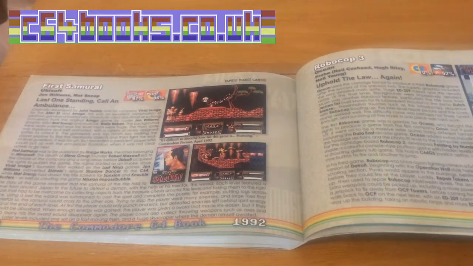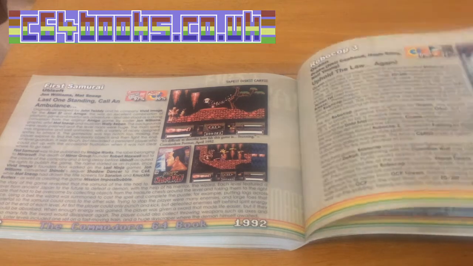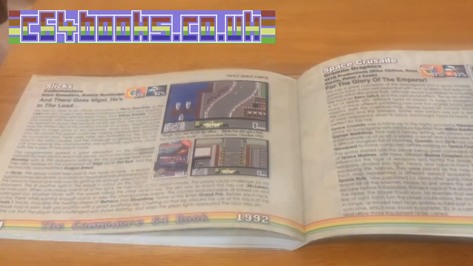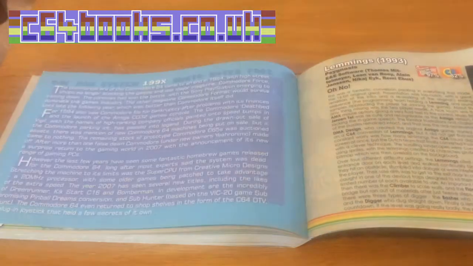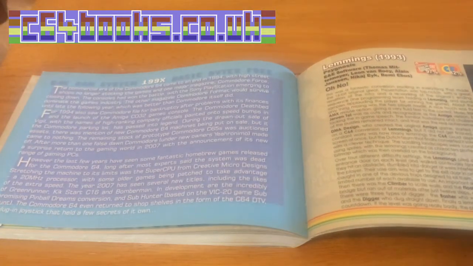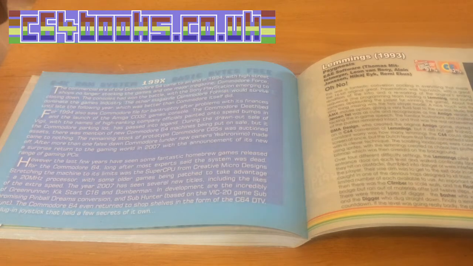First Samurai from Vivid Image. Robocop 3, representing the Robocop series. Slicks, Space Crusade, and it also talks about Hero Quest. And then 1990X. So these are games that have followed on from then. And it was a way of not putting an end point on the book, just carrying on.